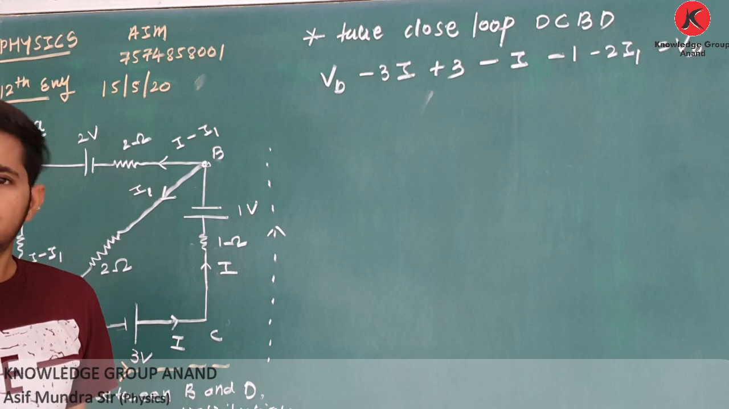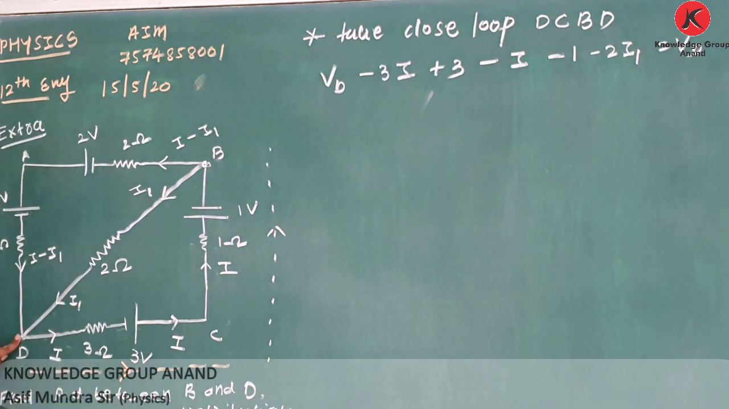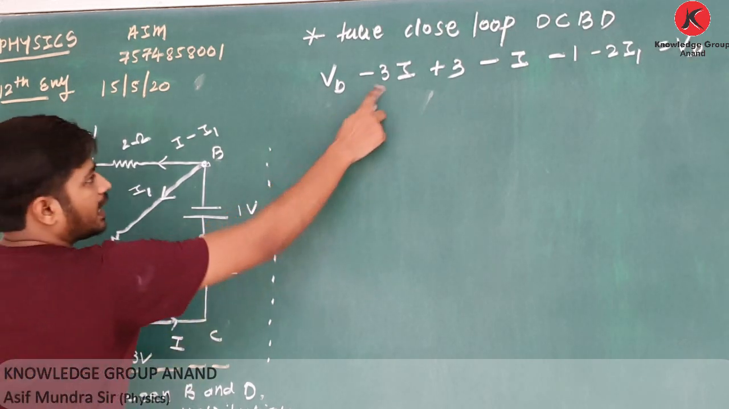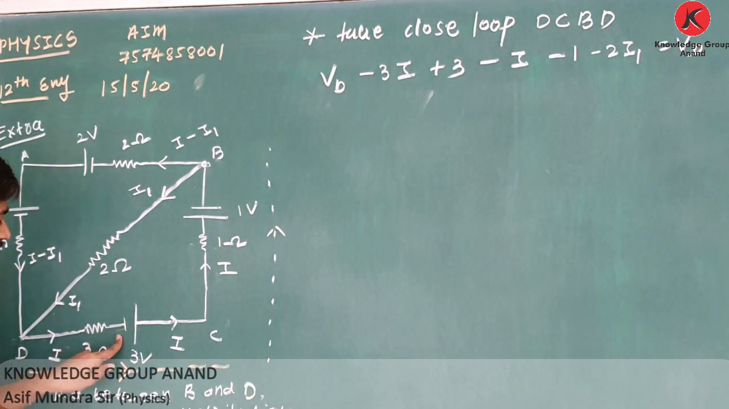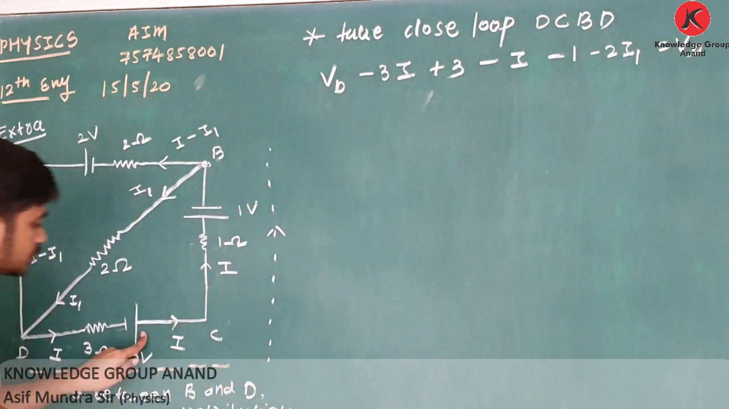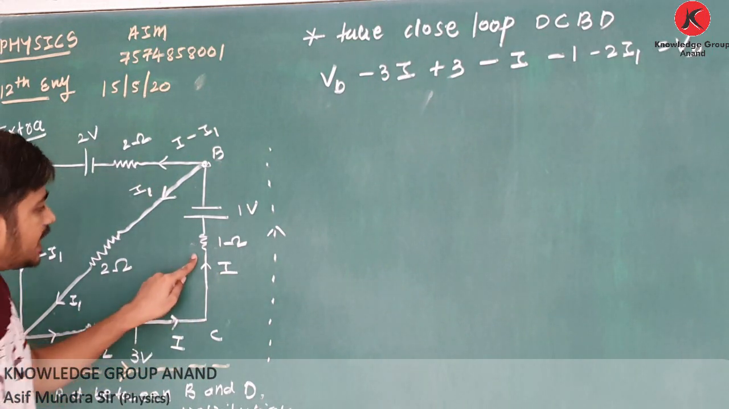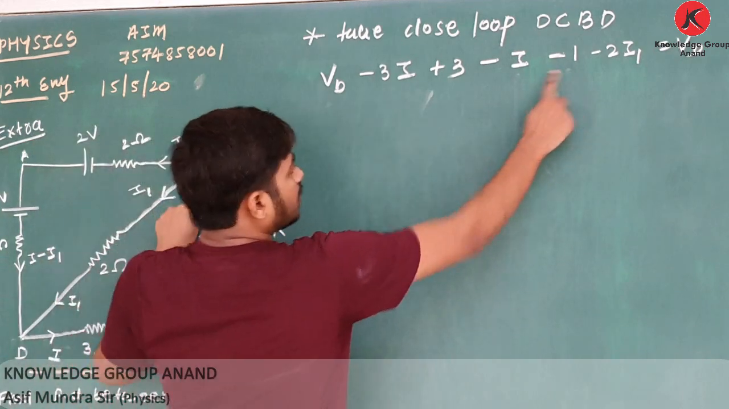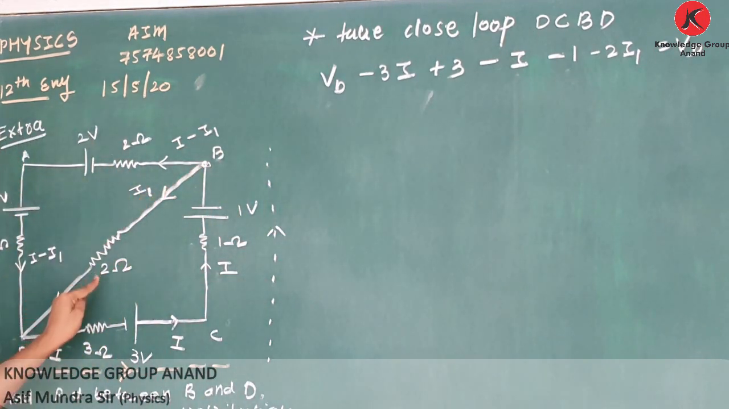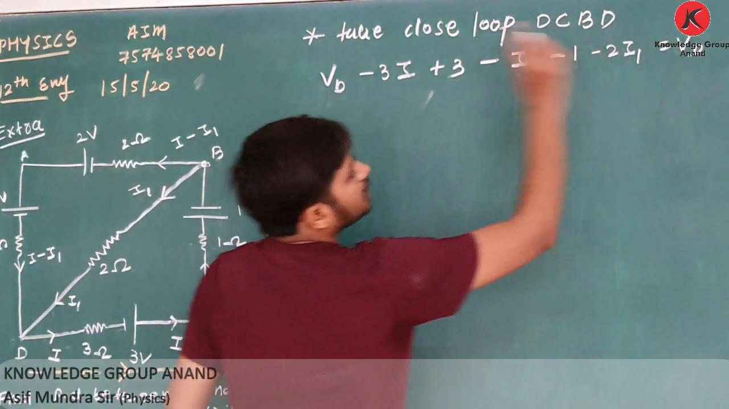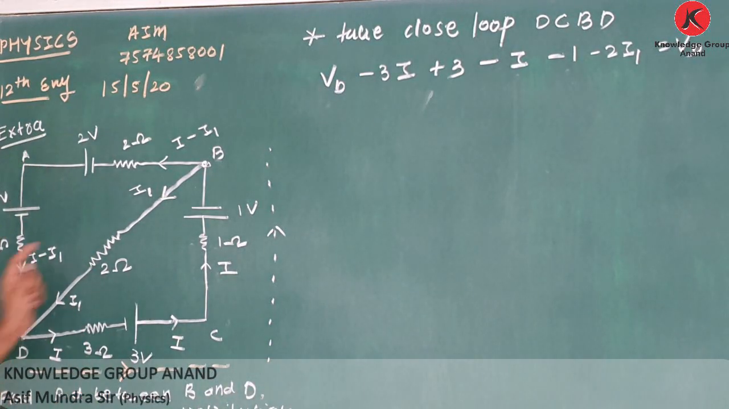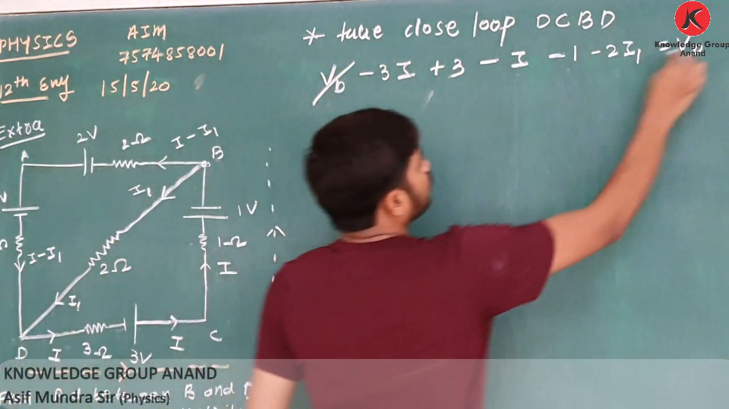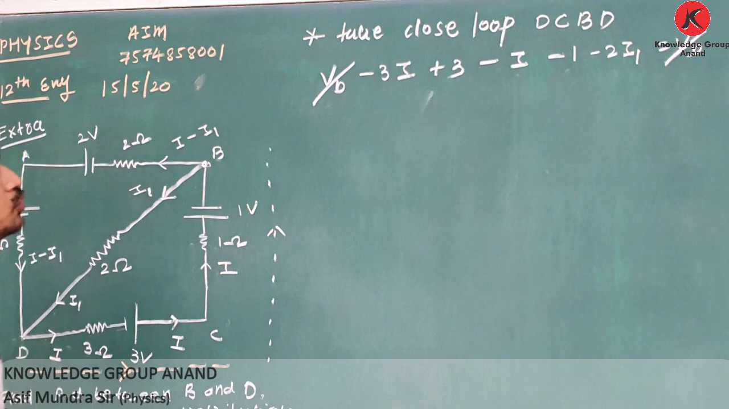Clear about this? Repeat. Starting from point D, VD. Resistor 3 ohm in direction, minus 3I. Cell, negative terminal to positive terminal, plus 3. Resistance in direction, minus I. Cell, positive terminal to negative terminal, minus 1. Resistor in direction, minus 2I1. At point D again, it is equal to VD. VD cancels. Then how do we simplify this?